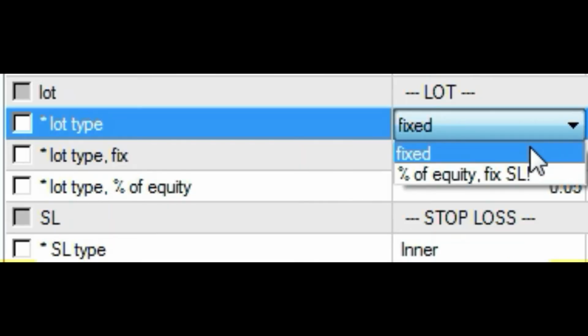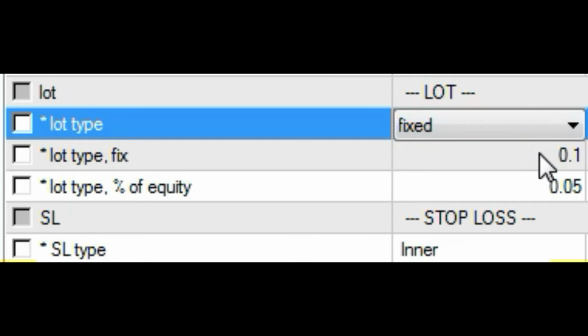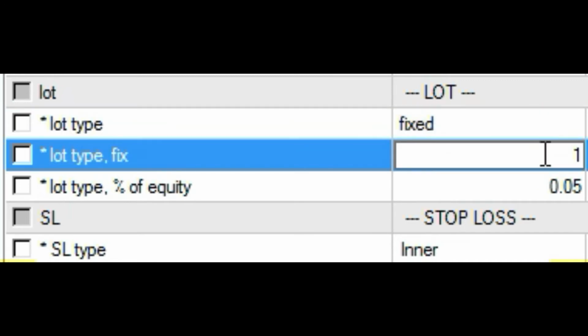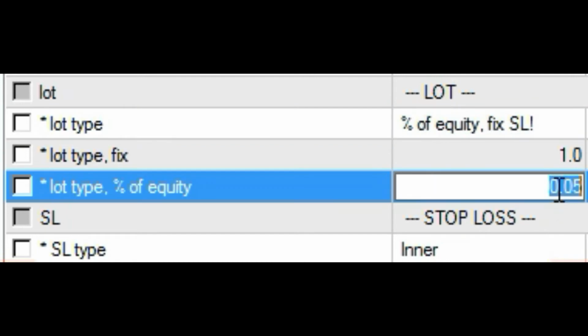Lot size has just two options. First is fixed, like for manual entries. Just simply insert value that will be applied for all trades with EA. And second option is auto calculation. That means that we need to insert percentage value of stop loss risk. 1 is equal to 100% of the account balance. 0.02 is equal to 2%. And based on that value, lot size will be automatically calculated for every trade on its own.